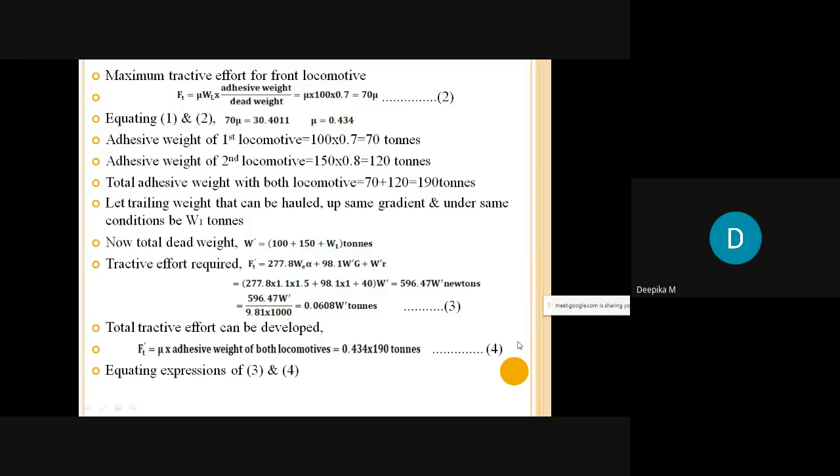Now let me equate equation 3 and 4. So when I equate 3 and 4, then what would be the W dash, which is nothing but 1356 ton. So please understand the problem. So what is this W dash?